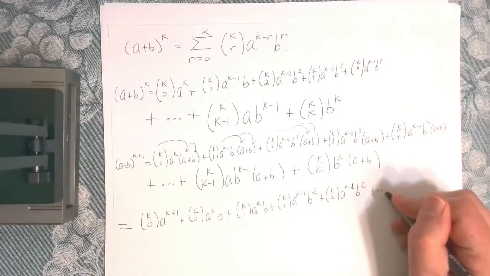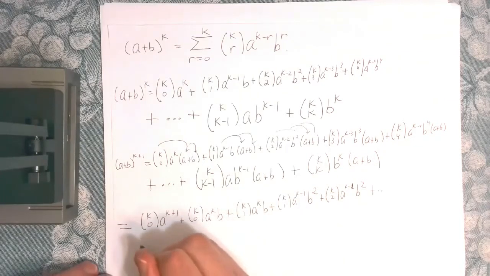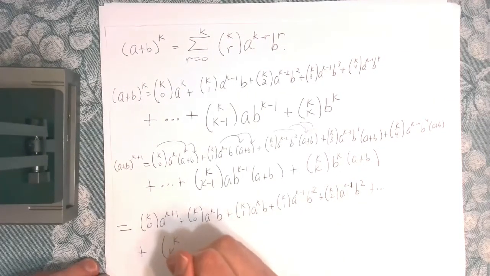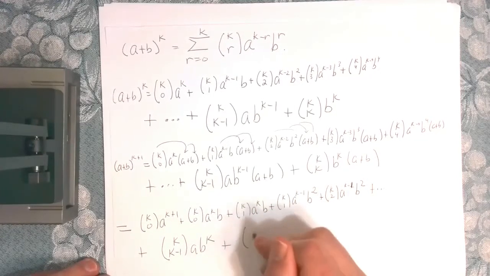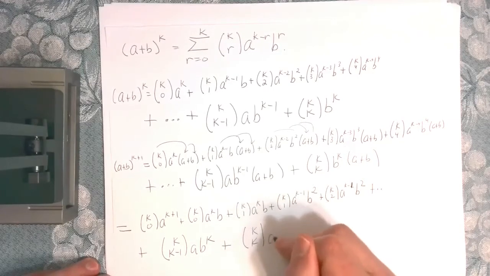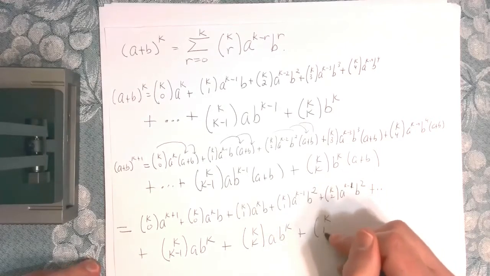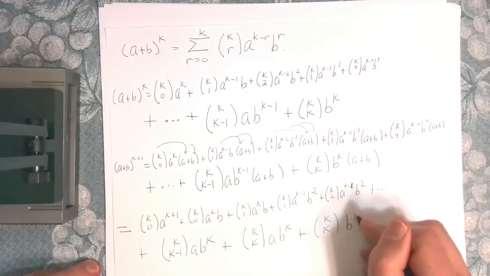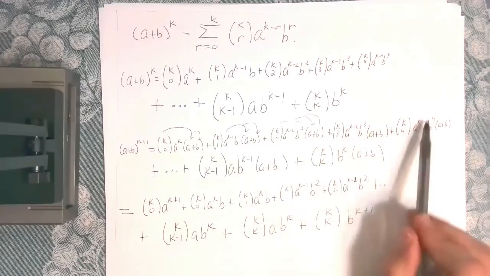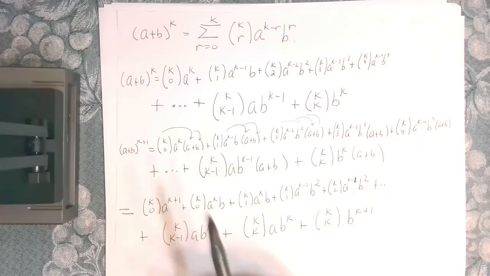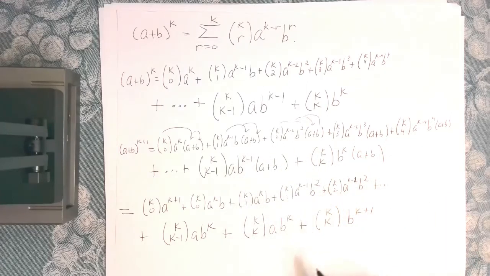And then you keep going until eventually you've got k choose k minus 1, a b to the k, plus k choose k, a b to the k, and finally k choose k, b to the k plus 1. So I didn't show all this distributing. I actually just showed enough so you can see the pattern I'm going to use. But if you want to show more, that's perfectly fine.